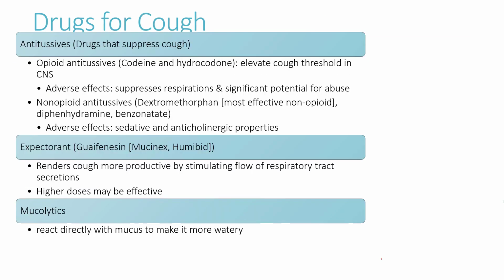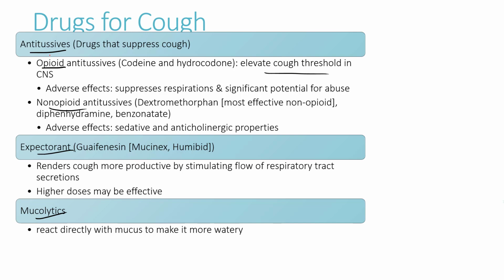Drugs that are used to control coughs are antitussives to suppress the cough, expectorants to actually eject the mucus, and mucolytics to actually make the mucus more watery. And you can see here with the antitussives, you've got opioids and non-opioid antitussives, right? So what the opioid antitussives do is they actually make it harder for that person to cough by elevating the cough threshold in the CNS.